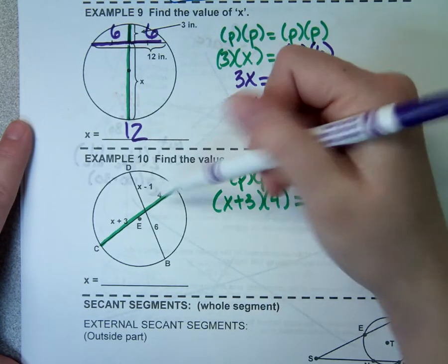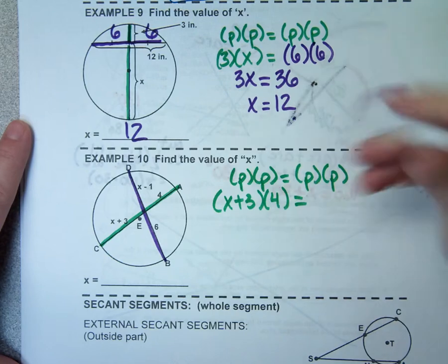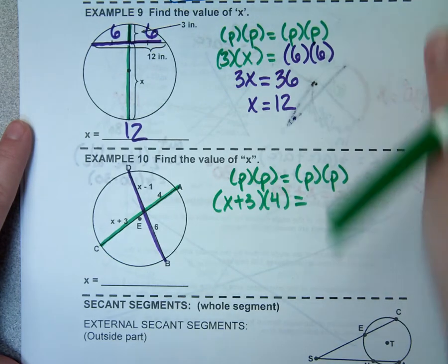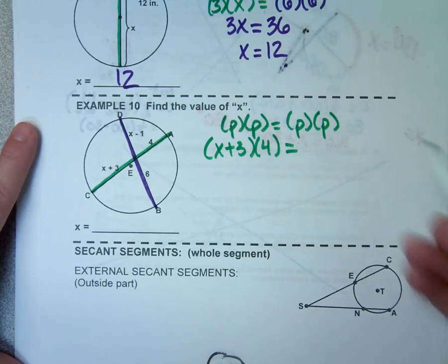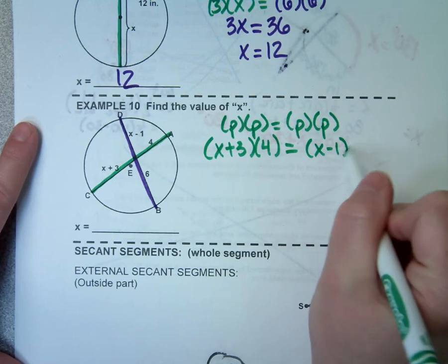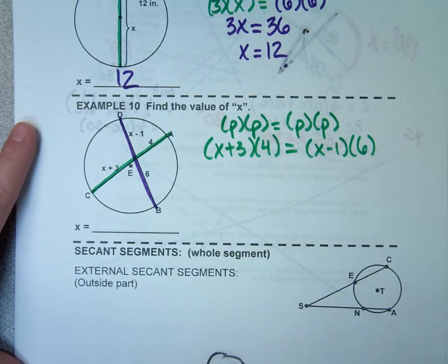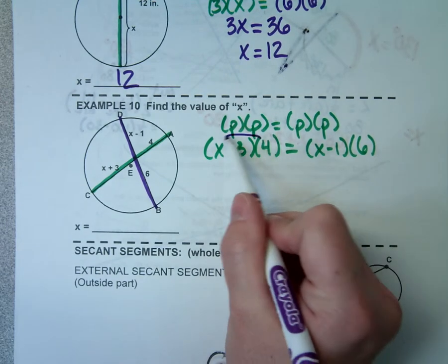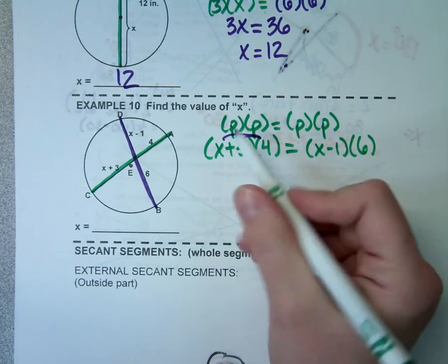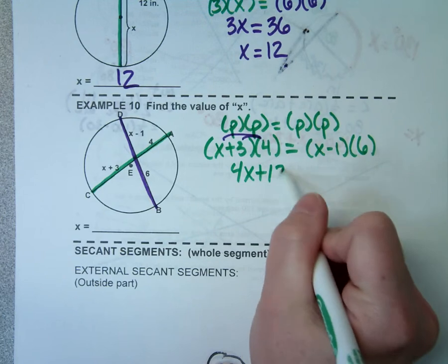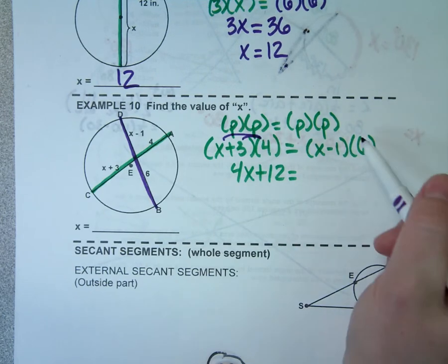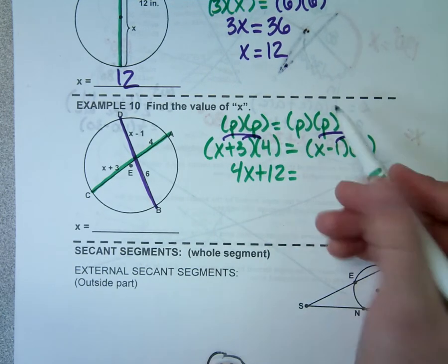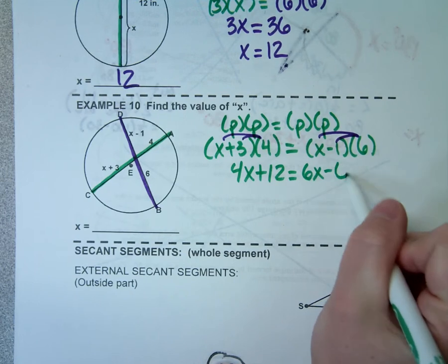And then let's look at the other chord. What are the pieces of that chord? X minus 1 and 6. Now all I need to do is distribute and start working it out. On the left side, what do you get when you distribute the 4? 4x plus 12. And on the right side, when you distribute the 6? 6x minus 6.